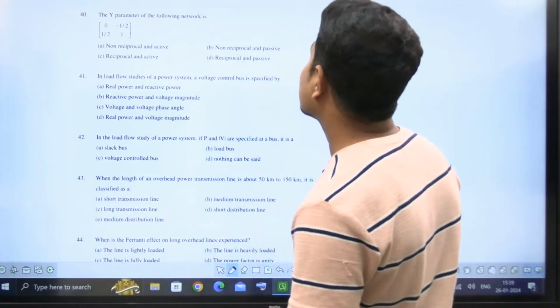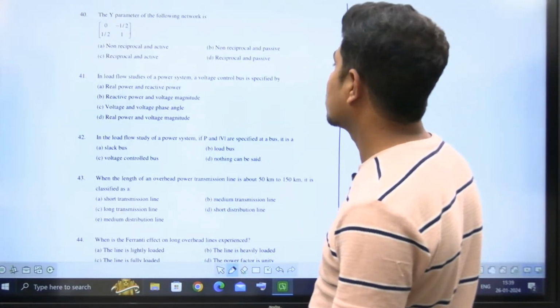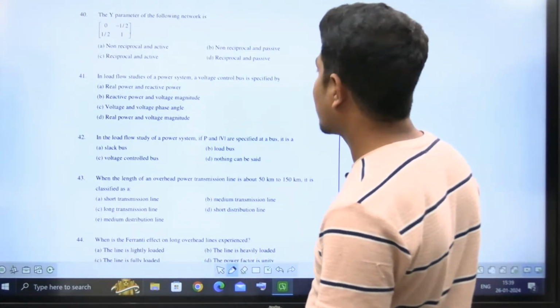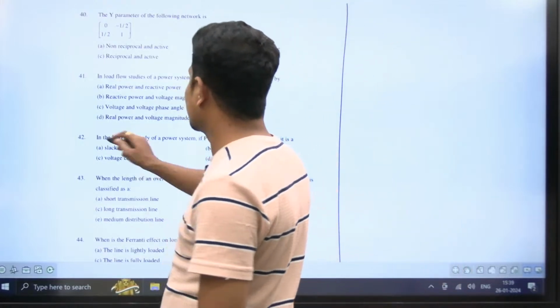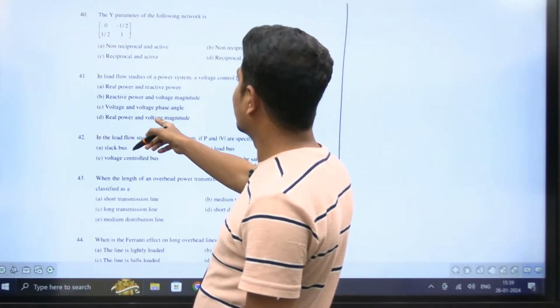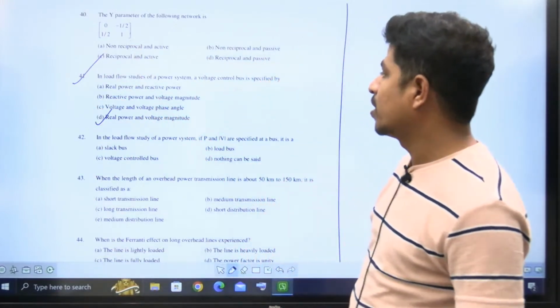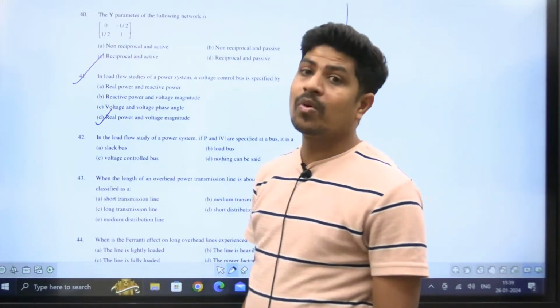What is it saying? In load flow studies of a power system, a voltage control bus is specified by real power and reactive power? No, real power and voltage magnitude. Yes, real power and voltage magnitude. Option is D. Option B is reactive power and voltage magnitude. No, it is real power and voltage magnitude.